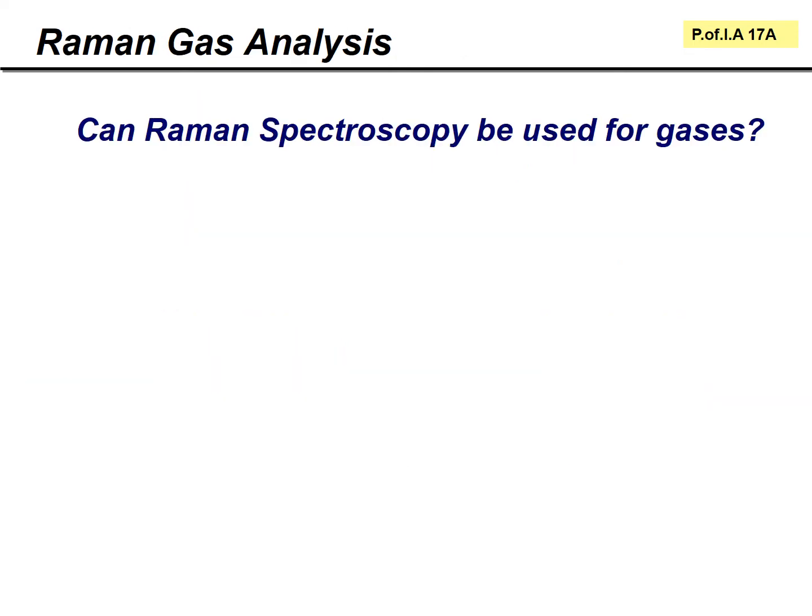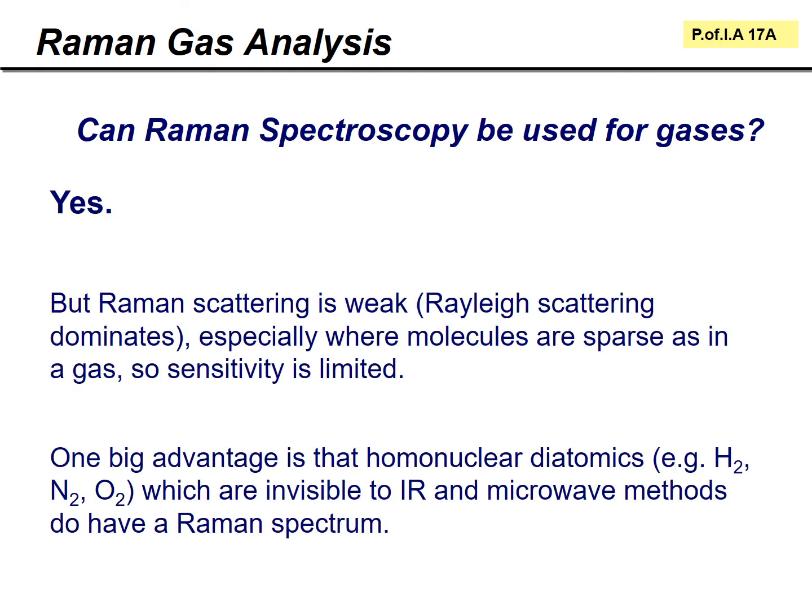So can Raman spectroscopy be used for gases? Yes, it can. But as we saw in the previous video, Raman scattering is weak. Remember, most photons are scattered elastically, so they don't change their energy. Only about 1 in a million or so photons are scattered inelastically. So this is especially problematic for gas, where the molecules are sparse, so sensitivity is very low.